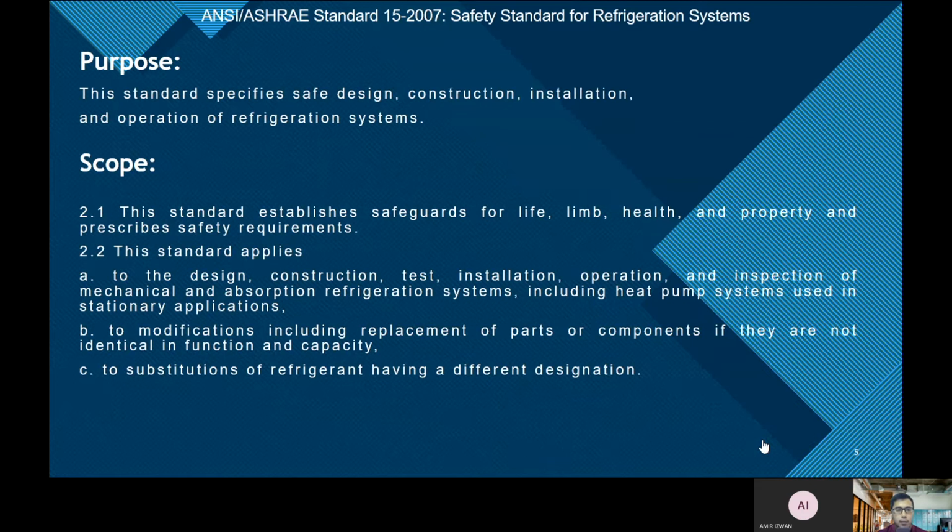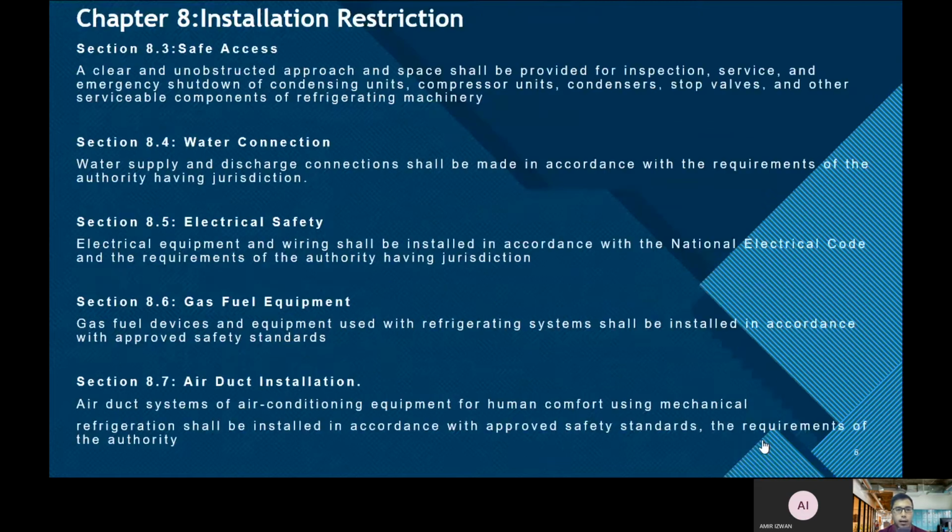For this standard, I focus on Chapter 8, installation restrictions, which is related to my previous Chapter 11. For Section 8.3, safe access. A clear and unobstructed approach and space should be provided for inspection, service, and emergency shutdown of condensing unit, compressor unit, condenser, stop valve, and other service components of refrigeration machinery.